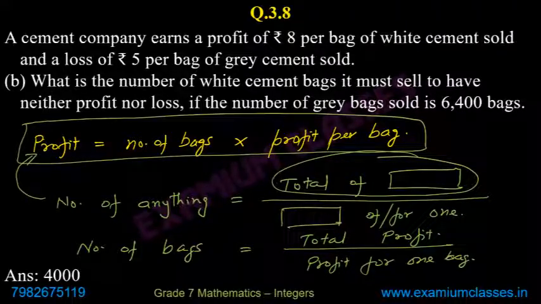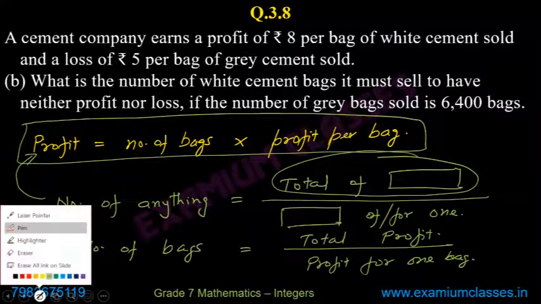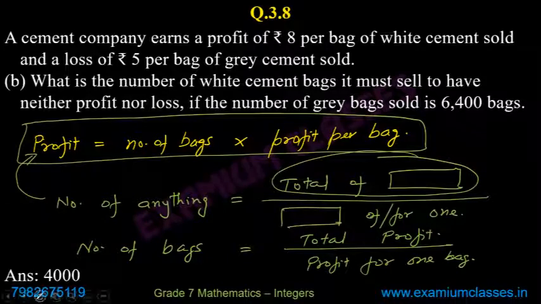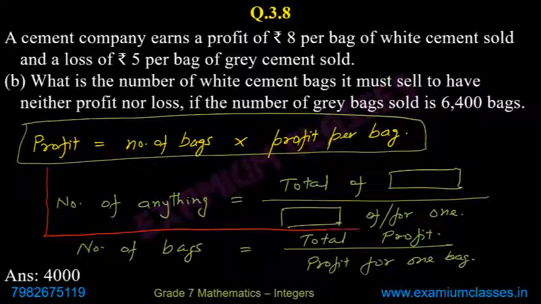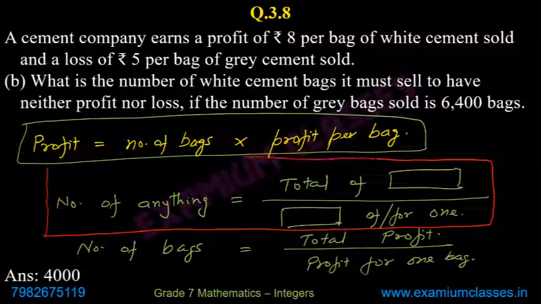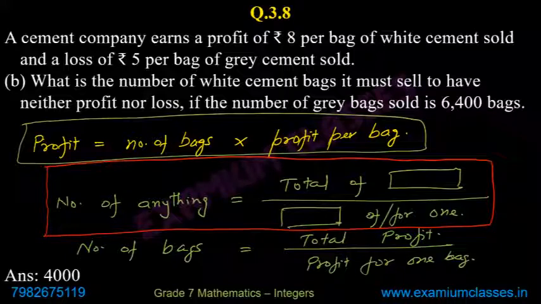It will take some time, but with practice, it will be that much clear that you can do these types of calculations in your mind in just 15 seconds. You have to remember what I am telling you. The formula is important. And this formula is applicable everywhere in such questions. Number of anything is total of something, whatever we are talking about. Here we are talking about profit, the total of profit. If we are talking about loss, then total loss divided by loss for one bag. Loss for one bag, rupees 5.